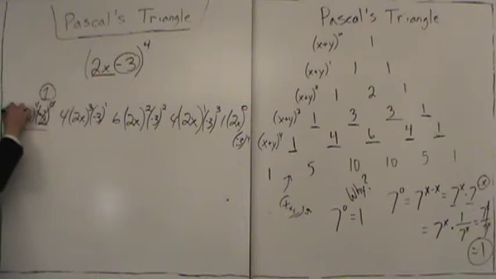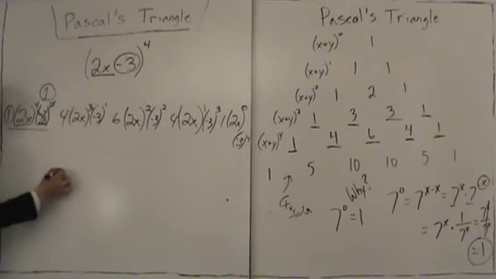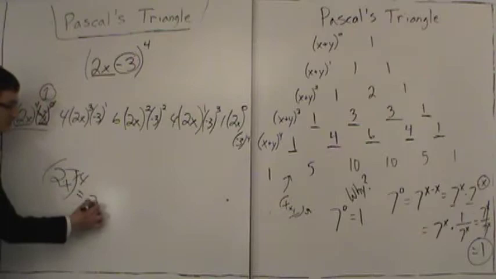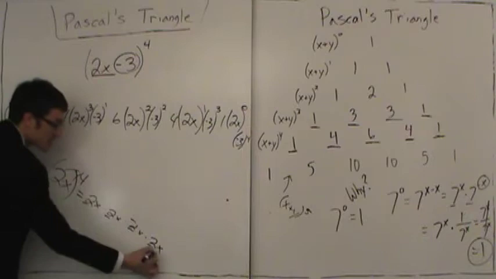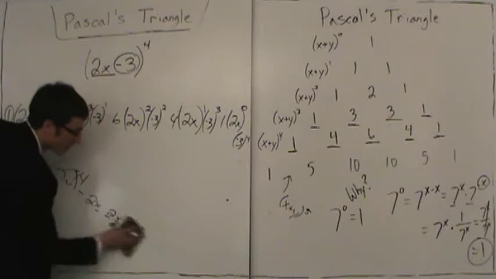We have what? Quantity 2x to the 4th. Now be careful here. 2x to the 4th power. Are we taking the 4th power of the 2 and the x? Yes. Exponents distribute over multiplication. This is 2x times 2x times 2x times 2x, which is what? 2 times 2 is 4, times 2 is 8, times 2 is 16x to the 4th. So 16x to the 4th. Our first term is 16x to the 4th, and we're done with the first term.